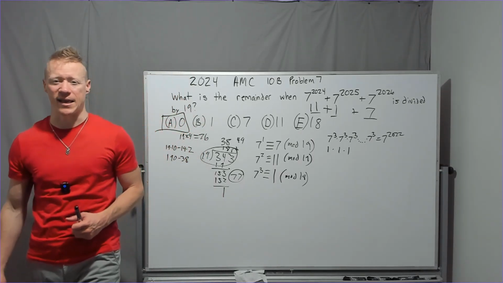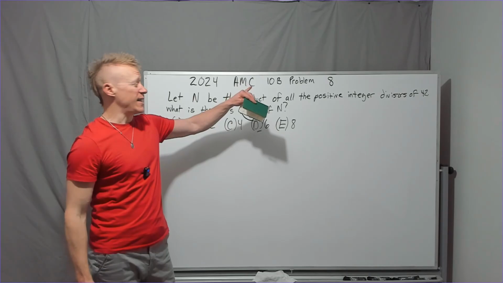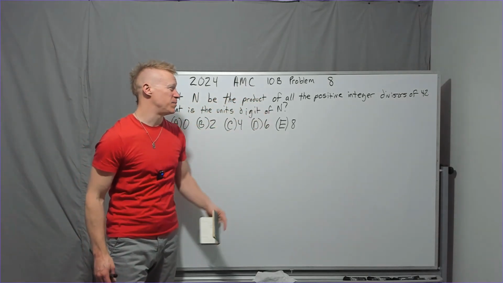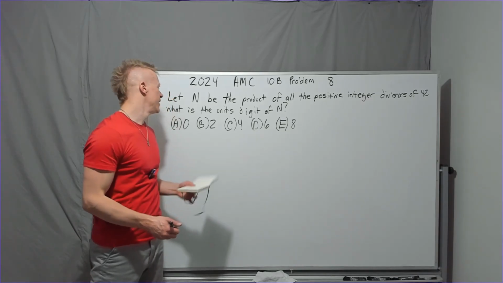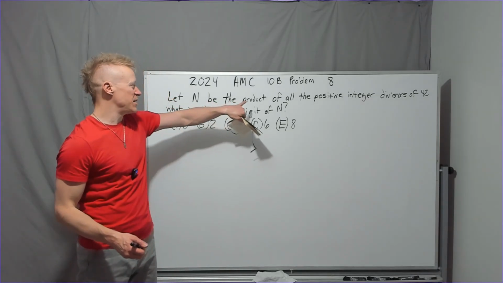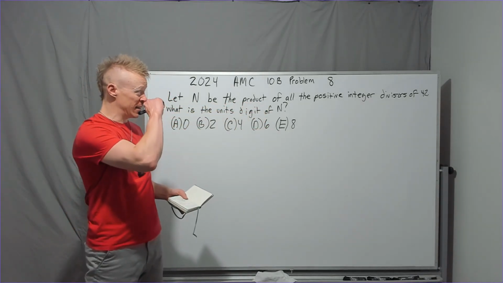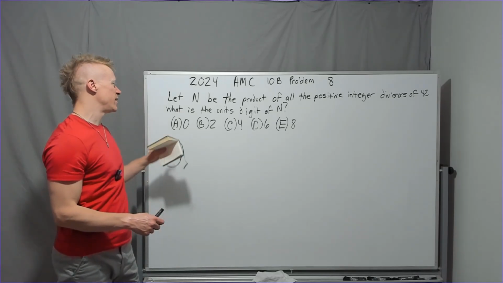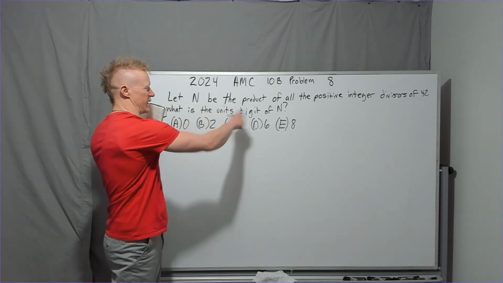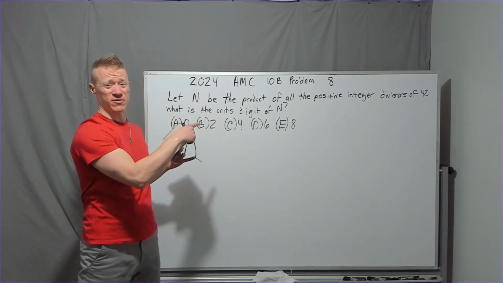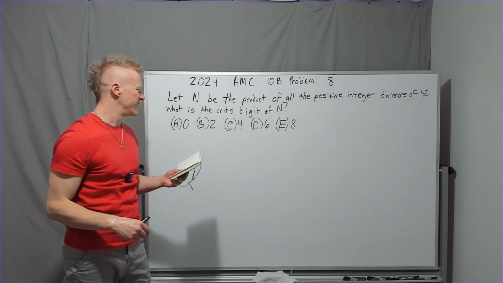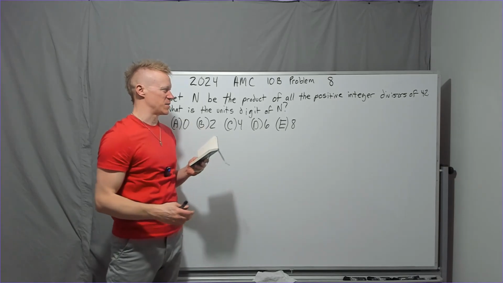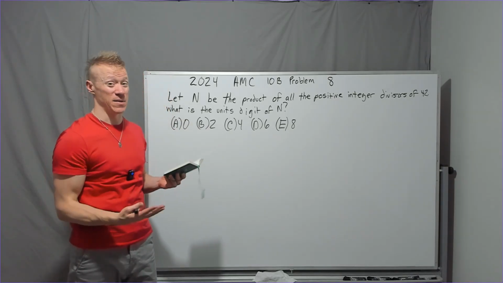Let's get to problem 8. Okay, problem 8 from the 2024 10B, yet another small notebook concept. Let N, capital N, be the product of all the positive integer divisors of 42. After this point here, we don't really care. Let's just find N. You can answer this question after you've processed the first part of it, and what exactly it's going to say is probably not important right now.